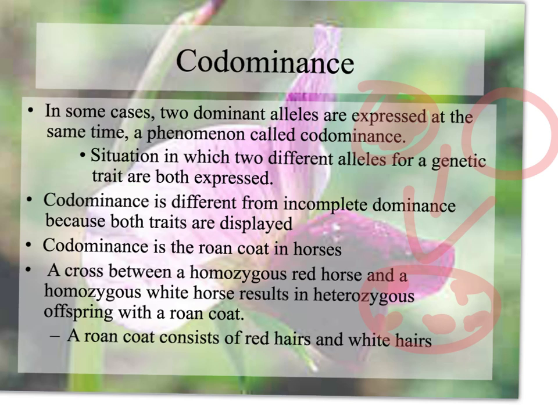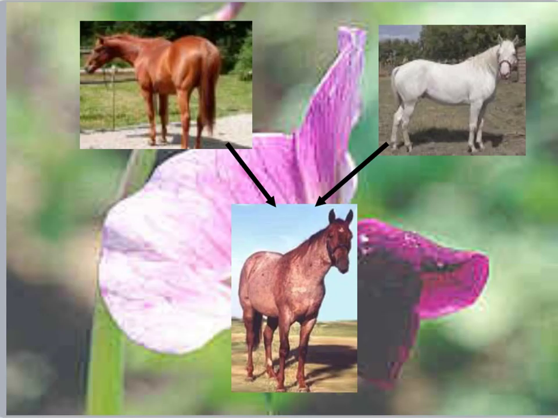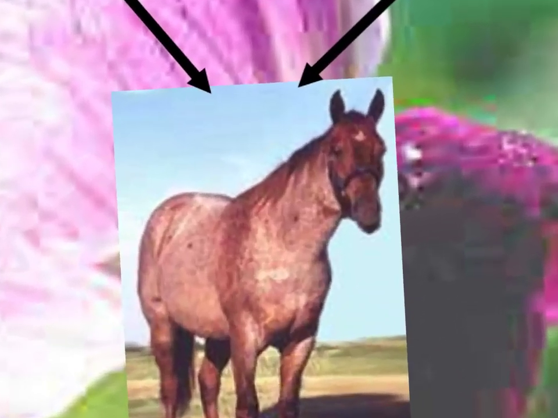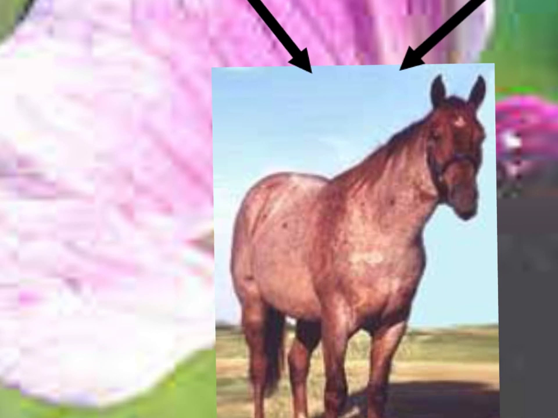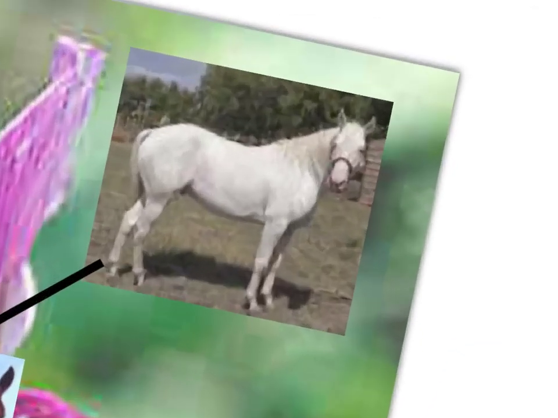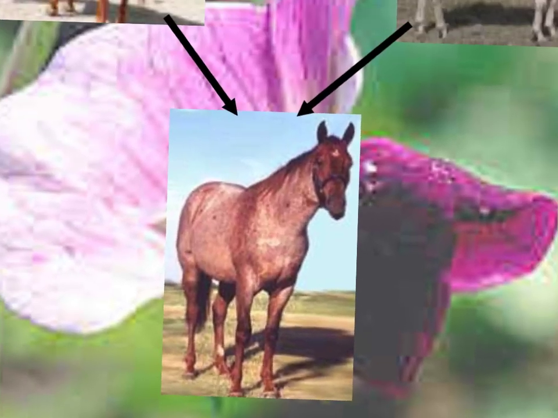A good example of codominance is roan color in horses. Take a look at this. They have what they call a red horse up here. This is what they call a white horse. When you cross them, you get this roan color. If you were to take a hair from the red horse and compare it to this one, it would be just as red. And if you compared a white hair from this to a white hair of that, it would be just as white. Both colors are being expressed equally. It's not a blending, as we saw in incomplete dominance.